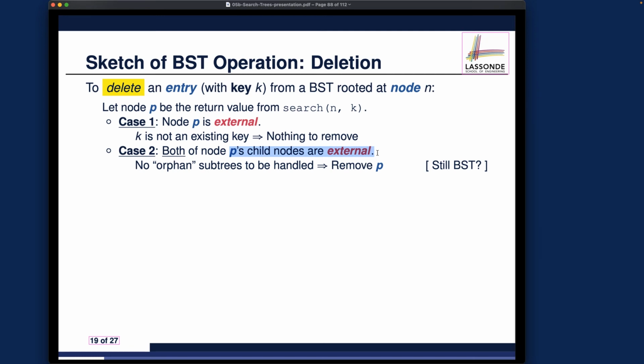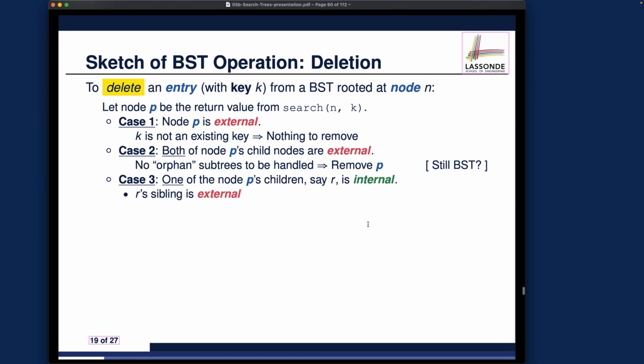So let's talk about case number 3, which is, let's say one of P's children, let's say R, is actually internal. That's a little bit trickier than before, but we're going to handle that. Okay, what should we do? If one of the child nodes of P is internal, we've got to do some compensation. But what kind of compensation do we have to do? We've got to be careful over here. We can actually remove it.